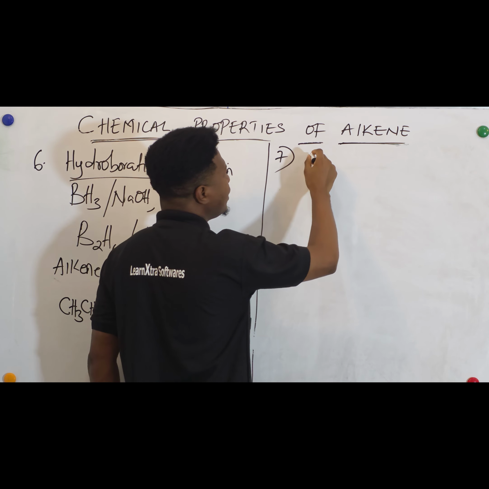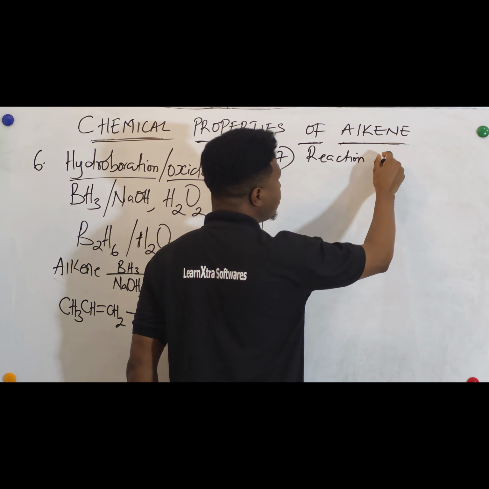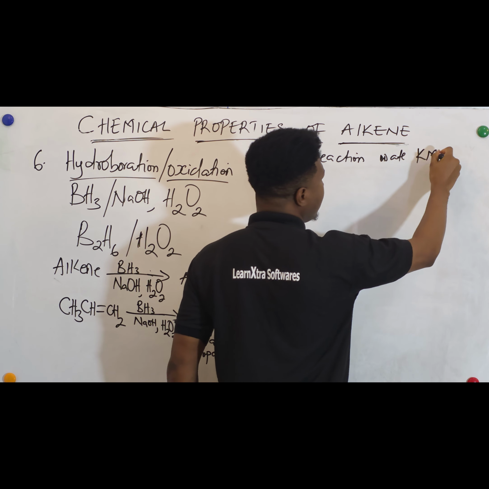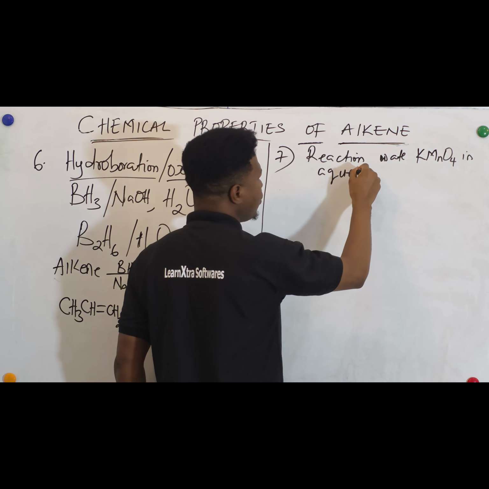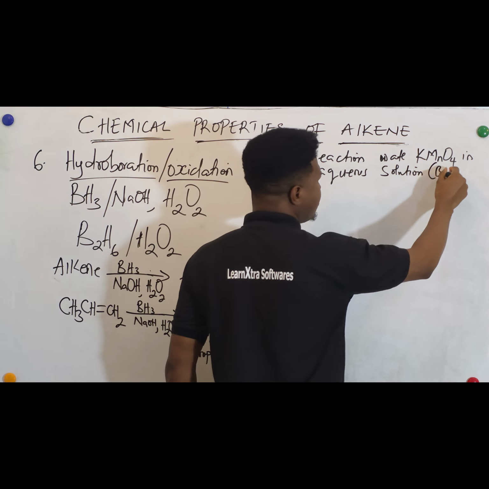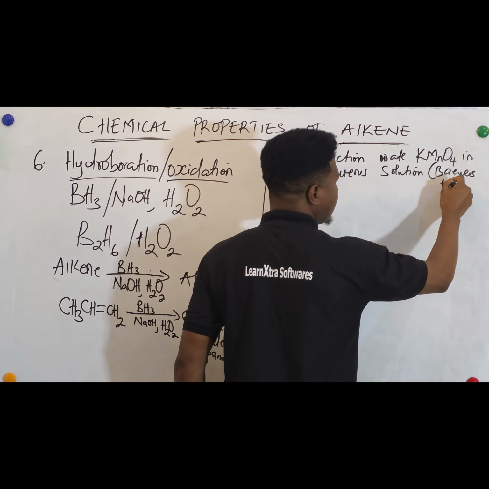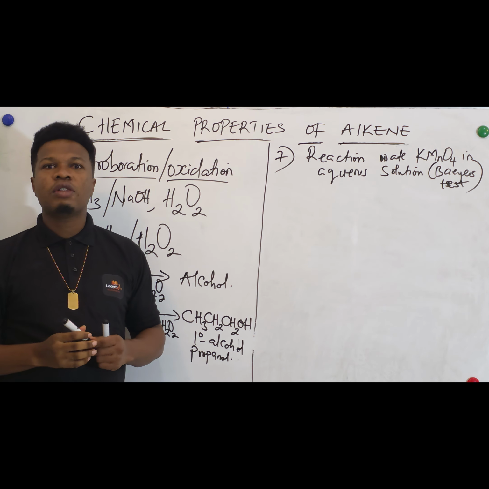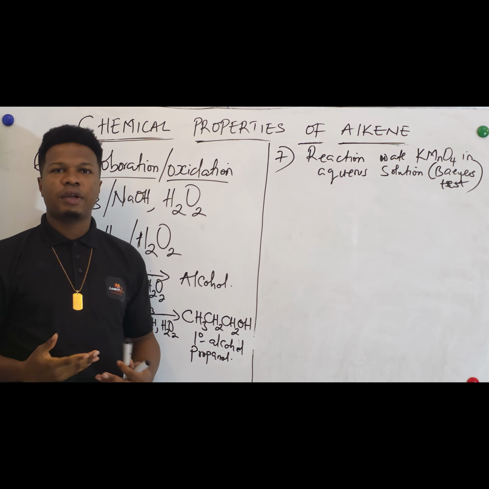let's look at the reaction with KMnO4 in aqueous solution. Reaction with KMnO4 in aqueous solution, that is dissolving KMnO4 in water. So this reaction can also be known as Baeyer's test, right? Baeyer's test. It's a test for unsaturation. This reaction is a test for unsaturation to confirm that there is a double bond or a triple bond.